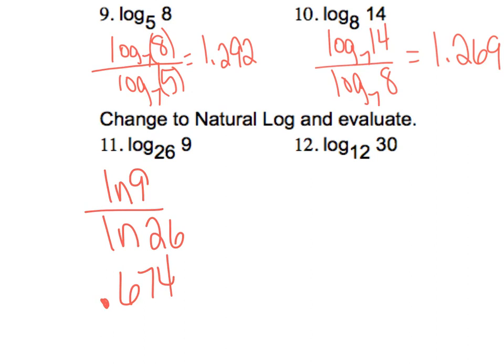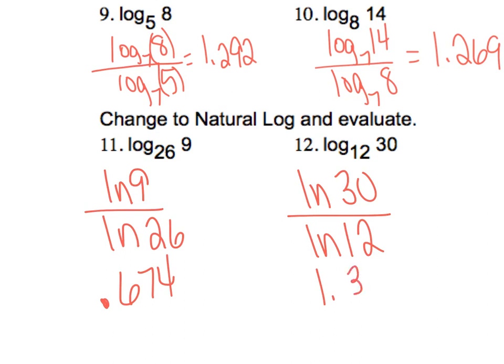The log base 12 of 30. If I wanted to change that and rewrite it as a natural log, that would be the natural log of 30 divided by the natural log of 12. And if we put that into our calculator, we would get 1.369. Hopefully that helps, and this should help you finish up the rest of your homework from 6.5.